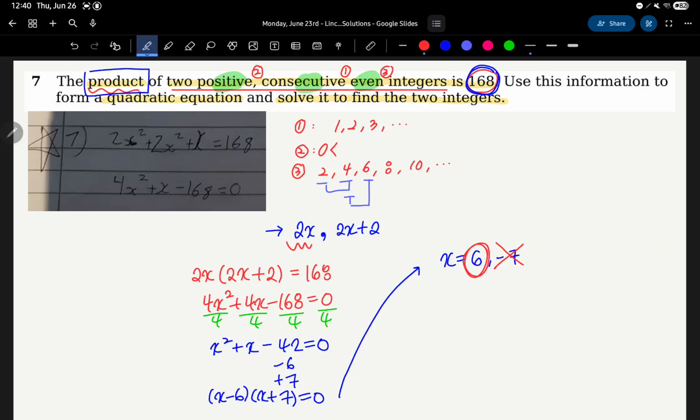Since we started with the two integers 2x and 2x plus 2, we're going to straight away substitute x for 6. How does that look? It's going to give us the two numbers of 2 times 6, which is 12, and 2 times 6 plus 2, which is 14. So our answers are 12 and 14.